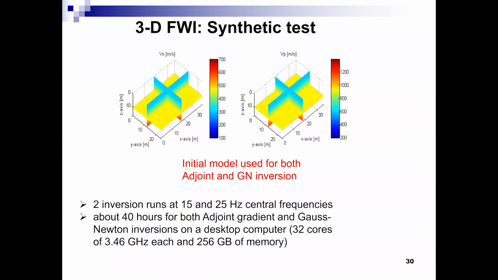So it took about 40 hours on a regular computer. So we need a supercomputer here. We used a very good computer, 32 cores and 256 gigabytes of RAM, which is a huge amount of RAM, because we do the Gauss-Newton. So we need a lot of RAM. 40 hours. So we stop at the same time for comparison, 40 hours. So each run took about 20 hours, about 1 day.